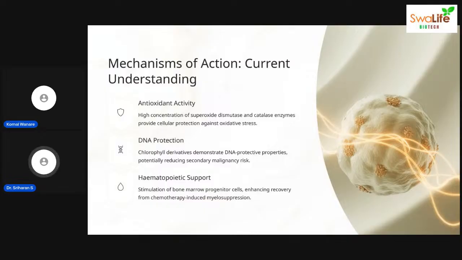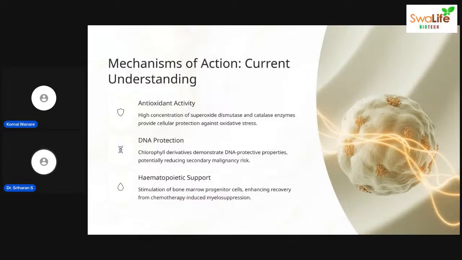Apart from that, we have evidence on the current understanding of how wheatgrass is being used. First thing is antioxidant activity. It has an antioxidant activity because it has bioactive compounds like superoxide dismutase and catalase enzyme that act as antioxidants in the patient. It is very helpful for the cancer patient.